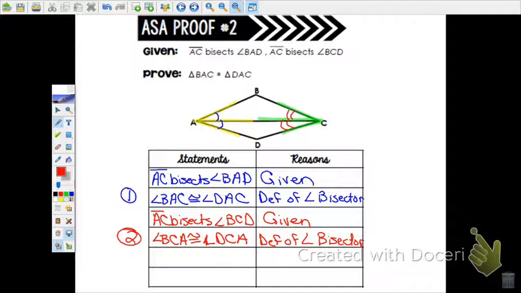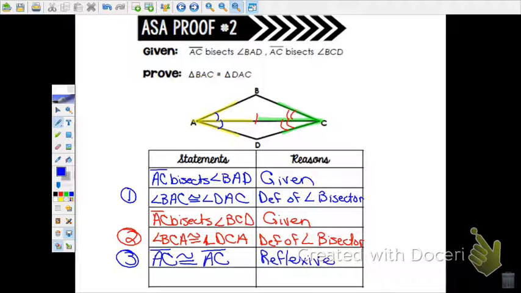What do we know, Michaela? That AC is equal to AC. Okay. We again have that shared side. So we're going to write that in. So AC is congruent to AC. That is that reflexive property. So that's our third congruency statement.